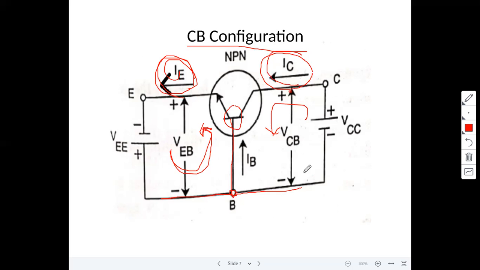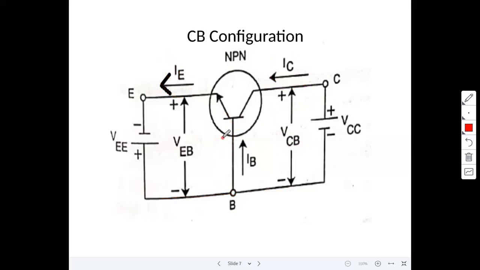Now what are the input characteristics here? How to plot the input characteristics? Input current versus input voltage, while we maintain the output voltage constant. Input current IE versus input voltage VEB. Here the output voltage VCB is constant. Remember, this junction is forward biased, and also verify whether the transistor is in the active region or not.